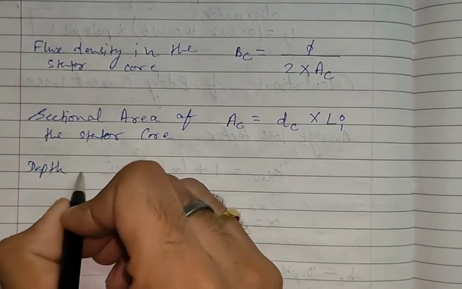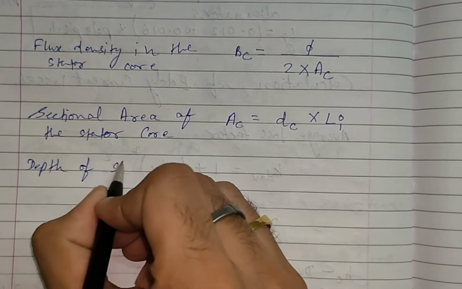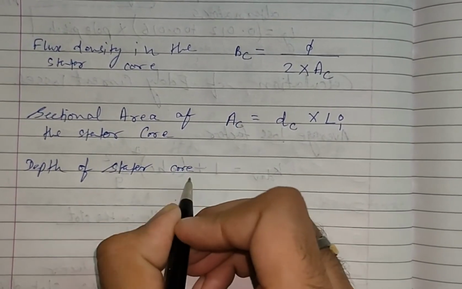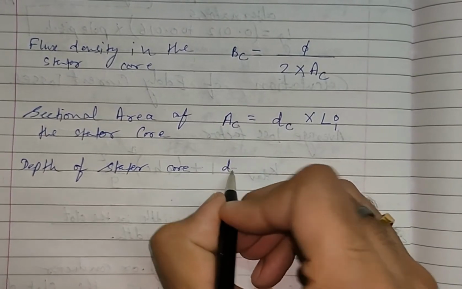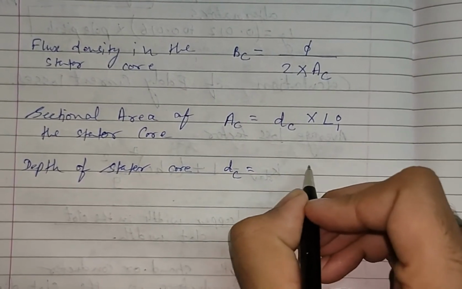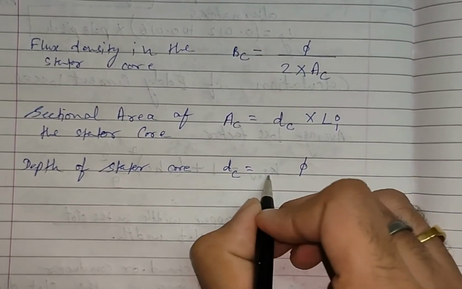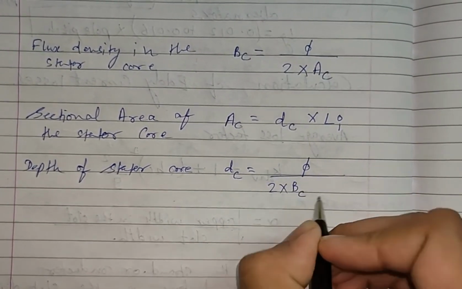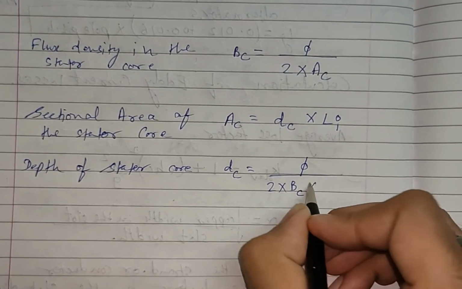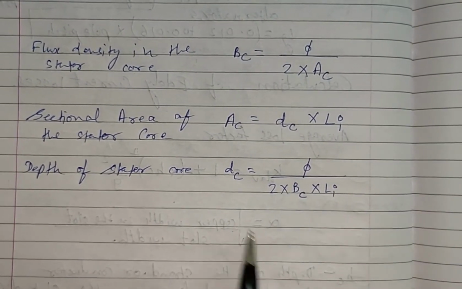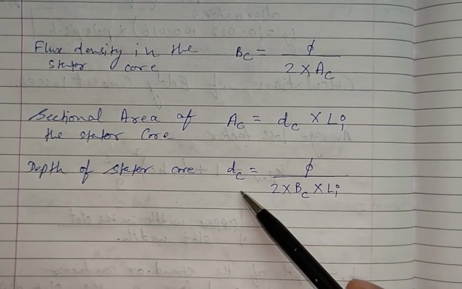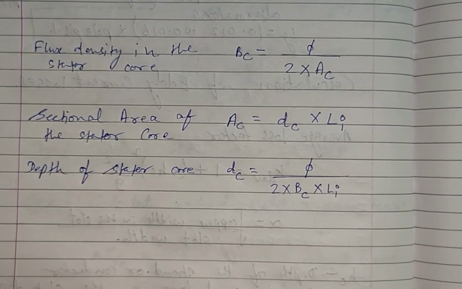Again, the depth of stator core, that is DC, can be given as phi upon 2 into BC into Li. Now how did we get this formula? We are just using the above two formulas in finding out this particular formula.